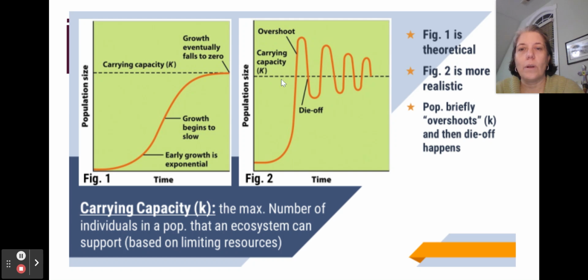These are two different ways to represent this, and realize that even though there's no numbers on the y-axis, this is going to be a number like 1,000 individuals or some number that would indicate the highest that population size can be at that time.